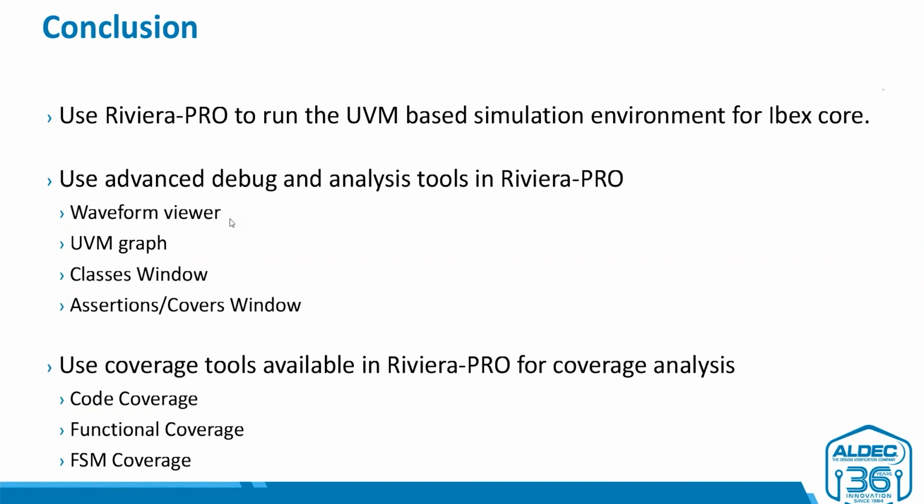You can look at your UVM graphs. You can look at the classes window for navigation. And you can also use the assertions and covers window to look at assertions from a single location. And we can also use coverage tools available in Riviera-PRO for coverage analysis, like code coverage we saw and assertion coverage. But you can also add SystemVerilog functional coverage to the environment, and that will allow you to look at SystemVerilog functional coverage. And also, if you have any state machines, you can add FSM coverage as well.